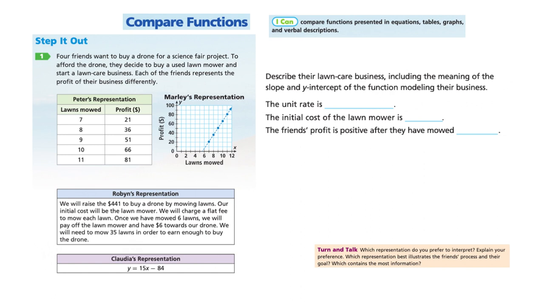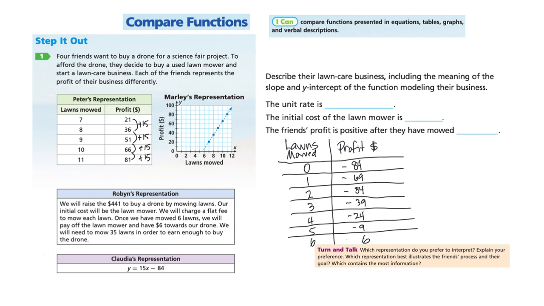So what I'd like you to do here is pause the video and look at all the different representations and see if you can figure out the answers to these questions from the different representations. And you may use different representations for the different questions. The unit rate is, the initial cost of the lawnmower is, the friend's profit is positive after they have mowed how many lawns. Pause the video and work on those problems, and then we'll work on it together.